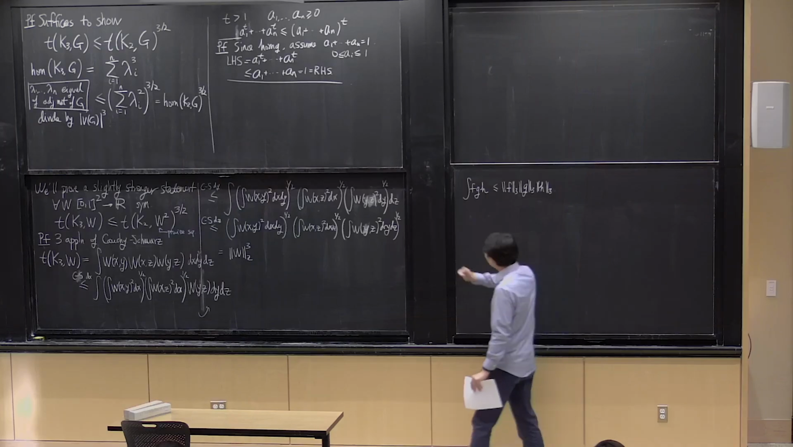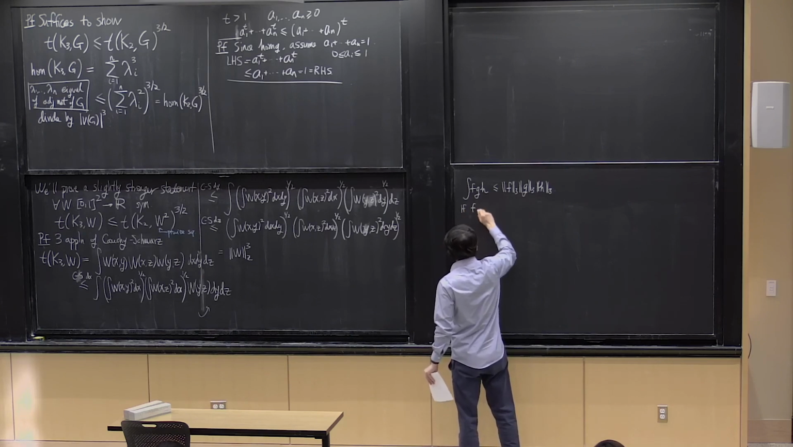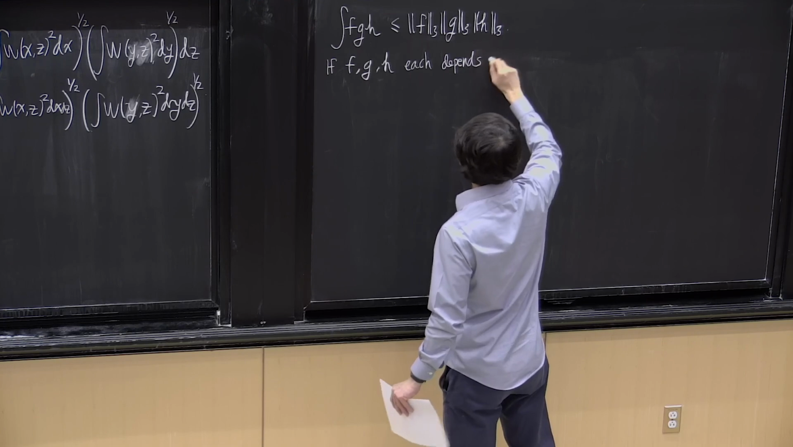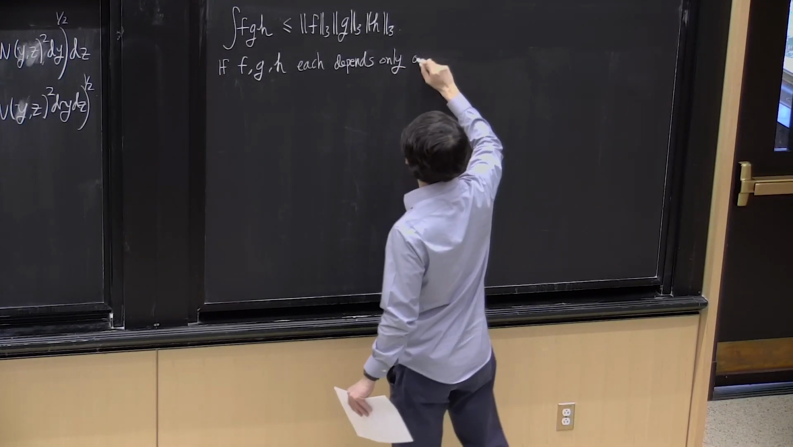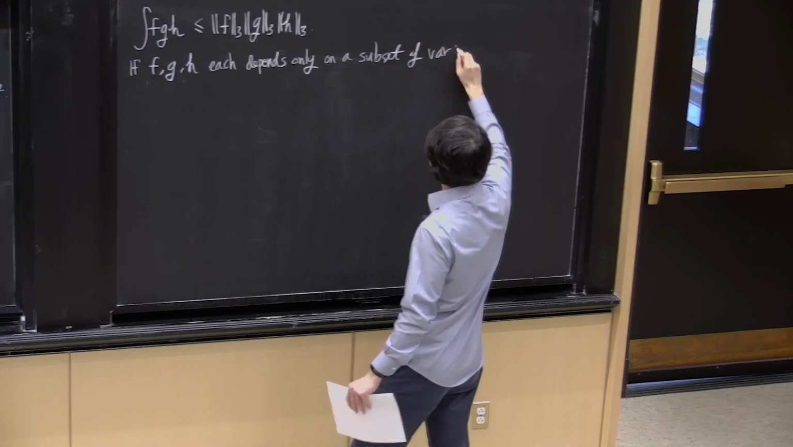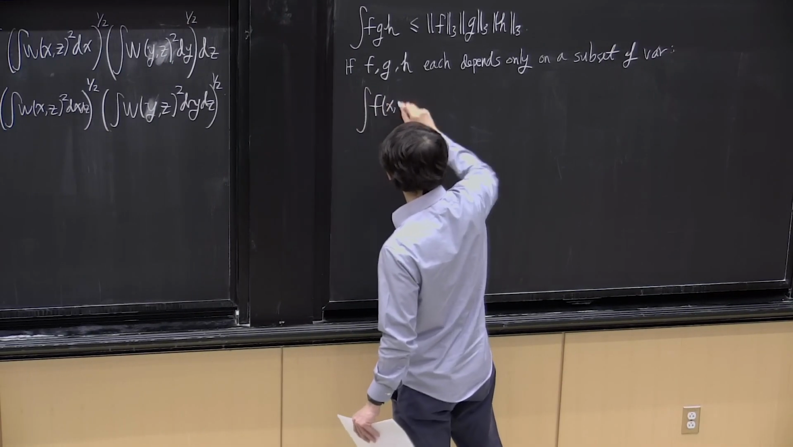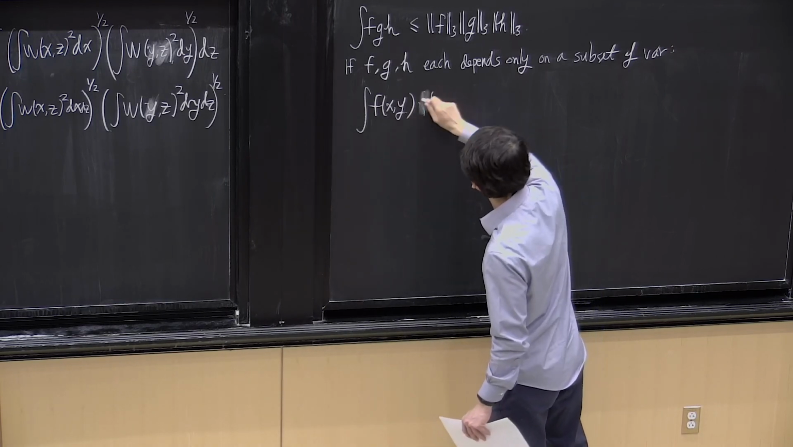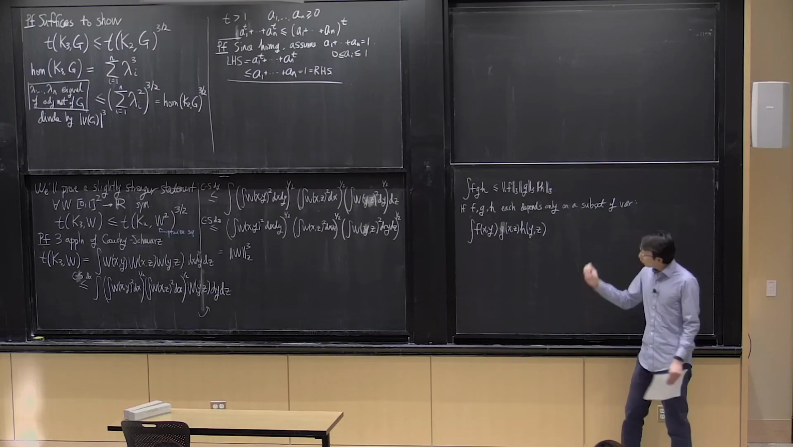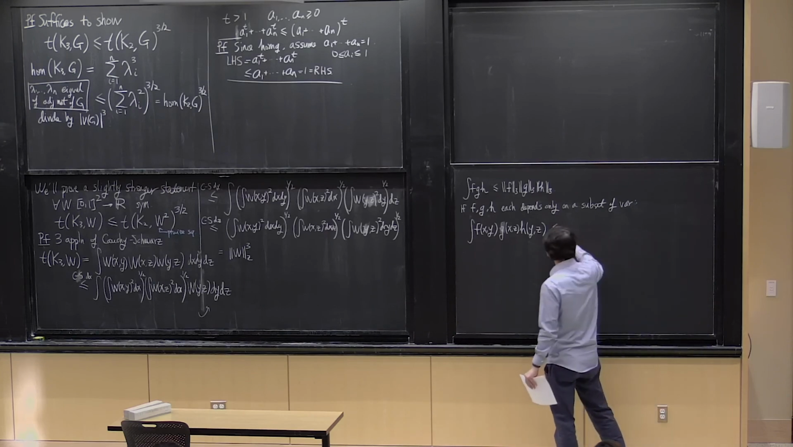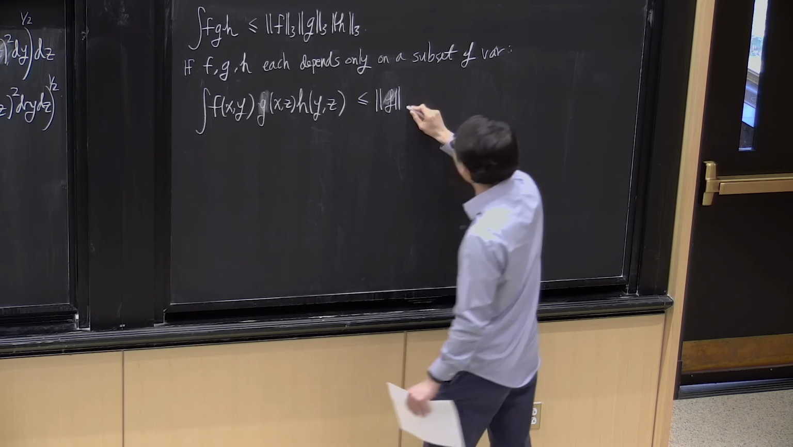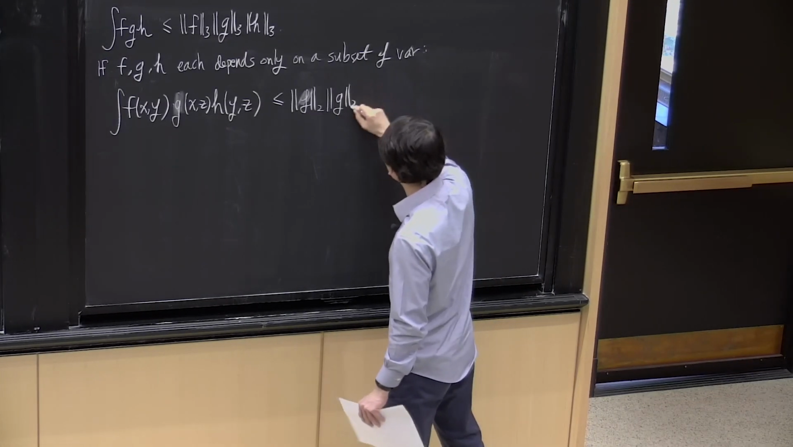So what happens is that if f, g, and h each depends only on a subset of the coordinates, in the following way: f depends on only x and y, g depends only on x and z, and h depends only on y and z, then if you repeat that proof verbatim with 3 different functions, you find that you can upper bound this integral by the product of the L2 norms.